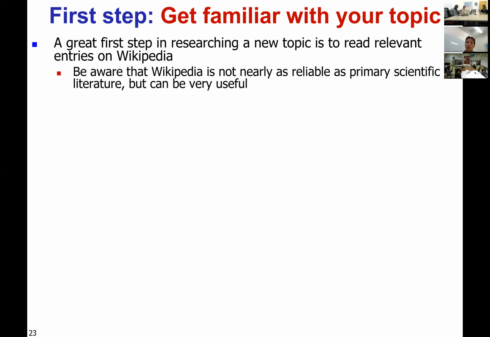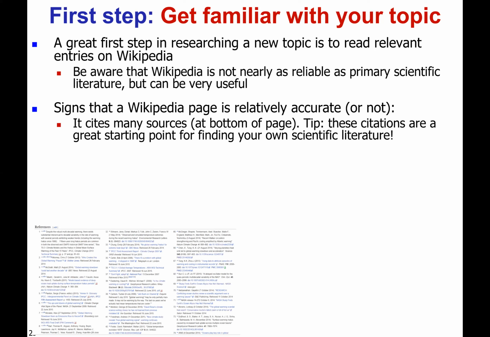Wikipedia is a great source of information, but you have to use it carefully, in that Wikipedia is not nearly as reliable as primary scientific literature, right? But it can provide great summaries of scientific topics. So you need to judge a little bit. One sign that a Wikipedia page is relatively accurate is that it cites many sources, and those sources are from the primary scientific literature, so they're in scientific journals. Those citations are also a great place to start to find your own scientific literature related to the topic.